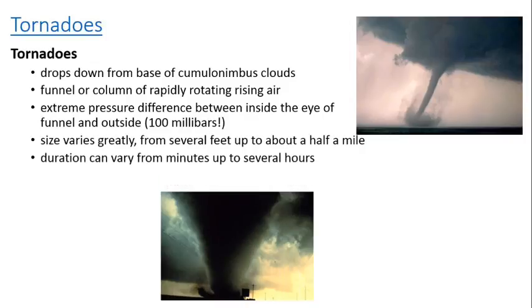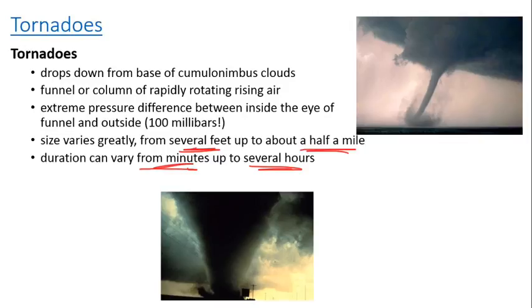So tornadoes can vary a lot. They vary with regard to size and how long they last. For instance, a tornado can be just a few feet wide, and it can be up to half a mile wide. Tornadoes can be very short-lived, or they can last for several hours. They really have quite the assortment. So here's a couple of tornadoes.